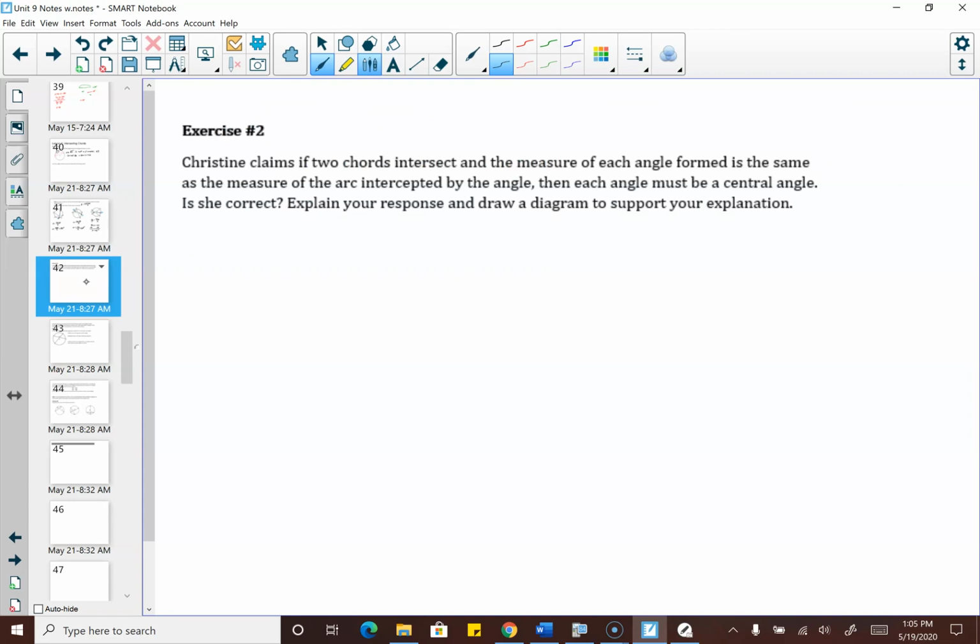So in exercise 2, Christine claims if two chords intersect and the measure of each angle formed is the same as the measure of the arc intercepted by the angle, then each angle must be a central angle. So she wants to know, is she correct? And then explain our response and draw a diagram. So I'm actually going to start with the diagram piece. All right, so I'm going to draw a circle, and then I'll put a dot in there for my center. So basically what they're saying is, if you have like I'll just start like a couple chords here.